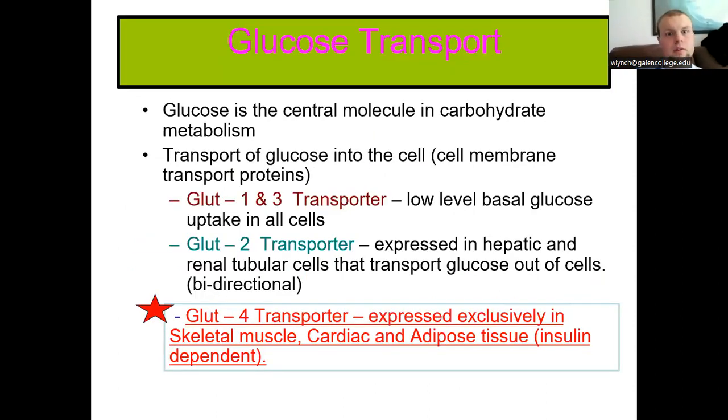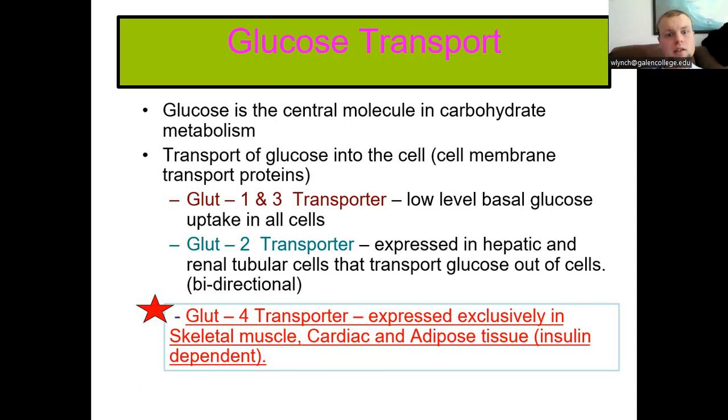Right, glucose transport. Glucose transport is modulated by transport proteins known as GLUTs. Right? So glucose transport into the cell is modulated by GLUT 1 through 4. GLUT 1 and 3 are going to be low basal glucose uptake in all cells. GLUT 2 is going to be in the liver and in the kidney, so it's expressed specifically in the hepatic and renal tubular cells. GLUT4 is the most important for skeletal muscle and in the heart. So GLUT4 transporters are expressed exclusively in skeletal muscle, cardiac, and adipose tissue.